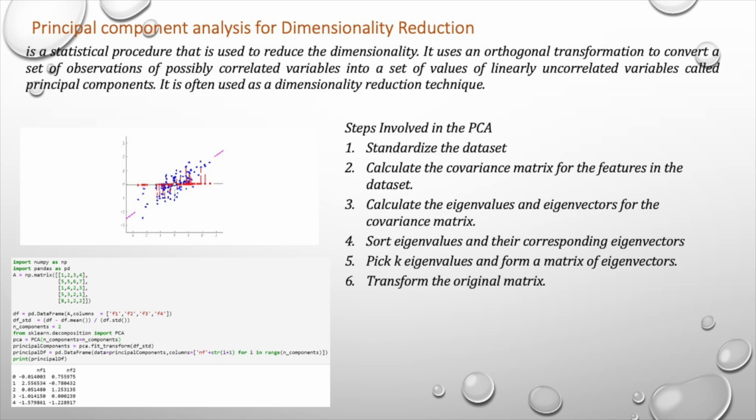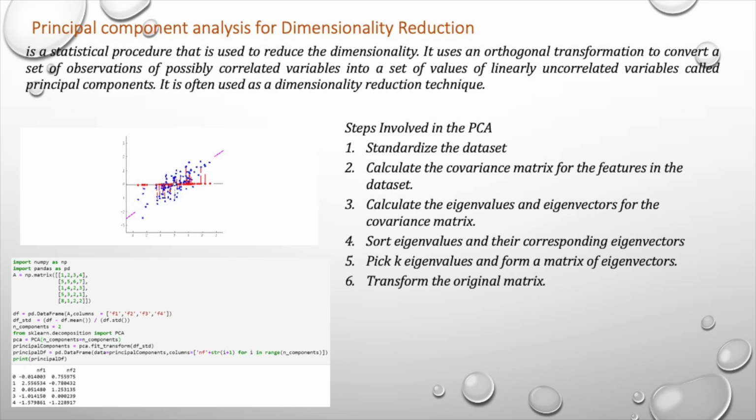Step 2. Calculate the covariance matrix for the features in the dataset. Use the statistical covariance formula to build the covariance matrix. Step 3. Calculate the eigenvalues and eigenvectors for the covariance matrix. An eigenvector is a non-zero vector that changes at most by a scalar factor when that linear transformation is applied to it. The corresponding eigenvalue is the factor by which the eigenvector is scaled. Going by the same approach, we can calculate the eigenvectors for the other eigenvalues. We can form a matrix using the eigenvectors.